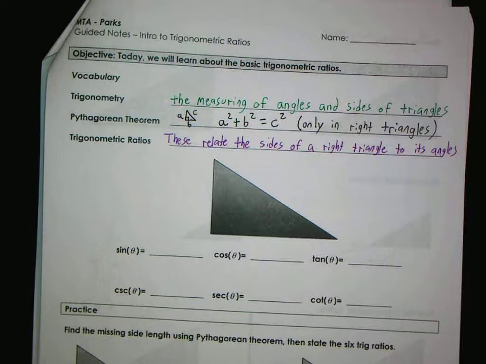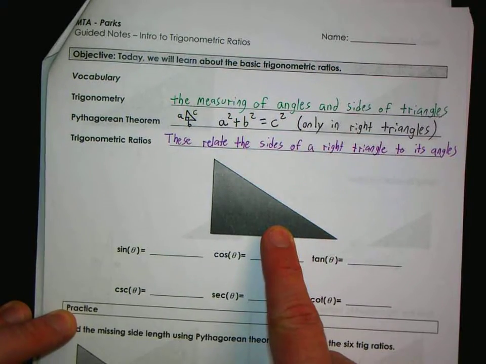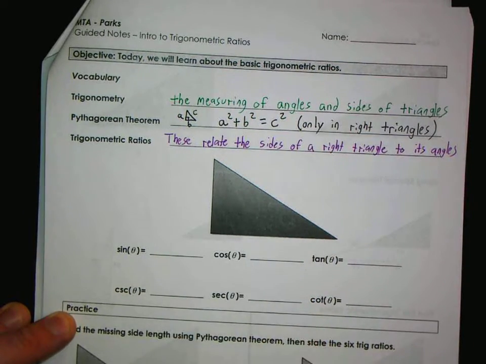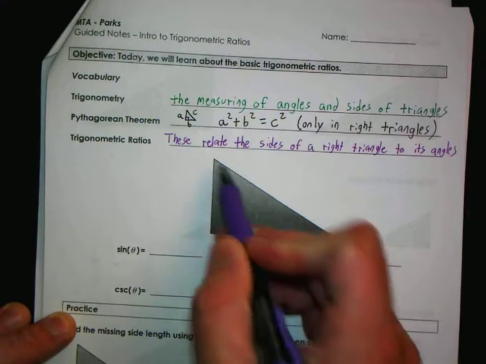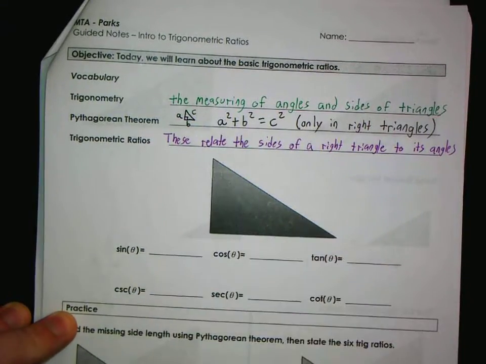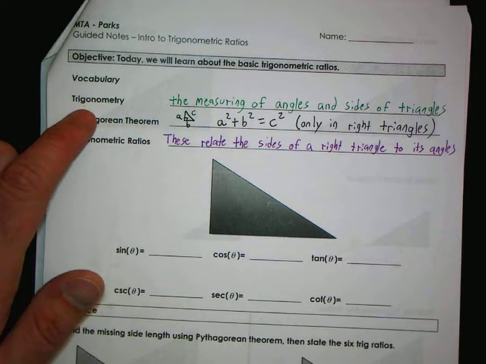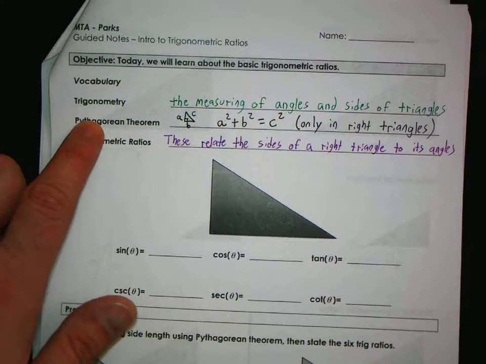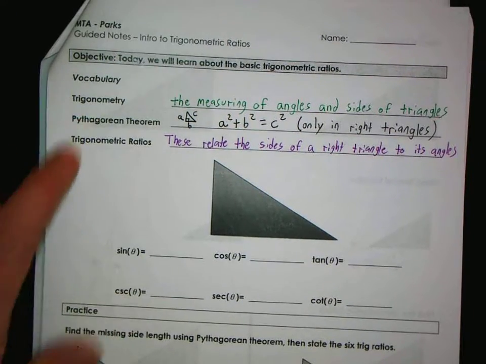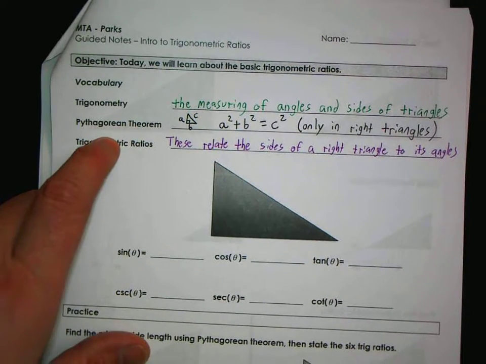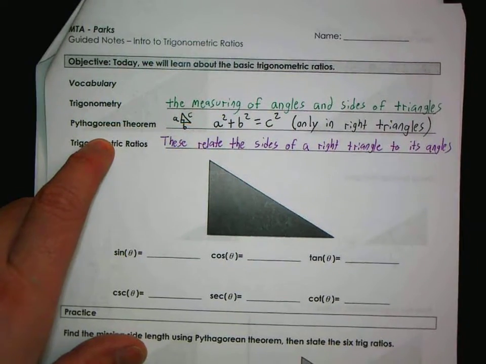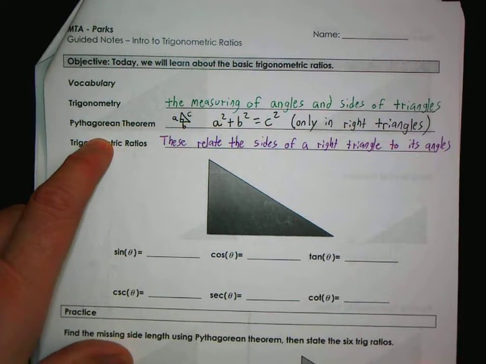Alright, so trigonometry. It's basically, if you have a triangle, it's finding the angles and finding the sides. That's really all trigonometry is. Notice it almost has the word triangle in it. That's why they call it trig, triangle. Pythagorean theorem, that should be reviewed. That's one of the first things they taught you in 8th grade.